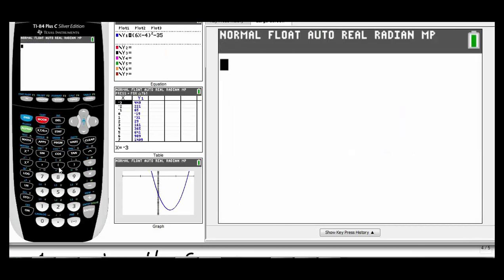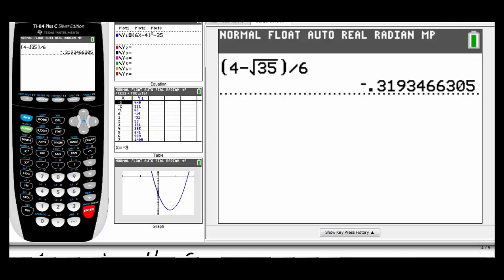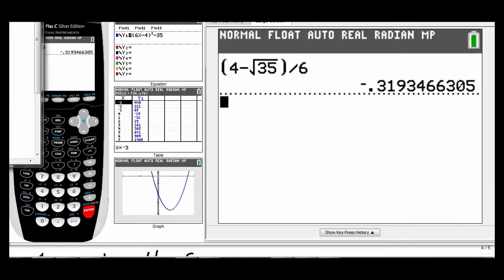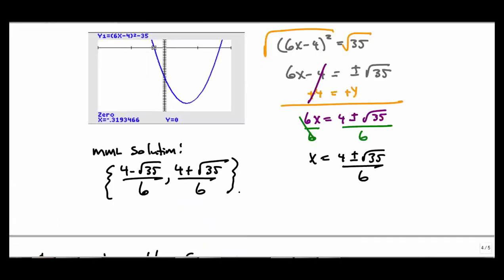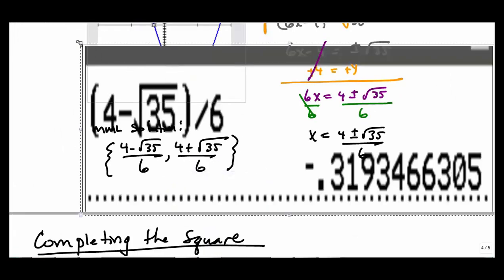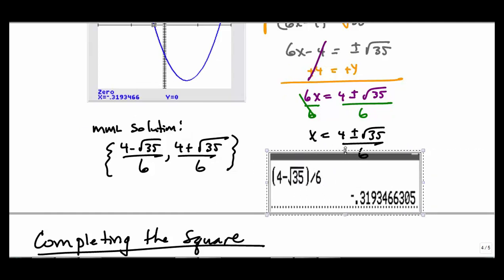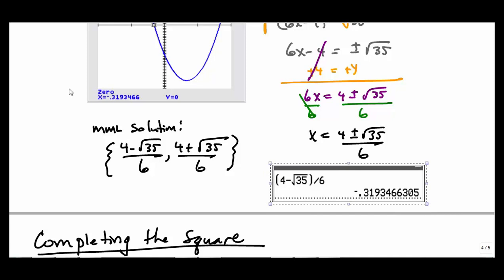So I'm going to go back to my screen. Need to have this in parentheses, 4 minus the square root of 35. And I'm dividing that by 6. So it looks like that matches with what the calculator said. So let's go ahead and paste that in, and then we'll go on to our next problem. So I know the left endpoint is right. I'm pretty confident about the right endpoint. If I wanted, I could go through and double check both of them, but I don't think I need to do that. But you could if you were interested. So notice this negative 3.193 matches this value right here as well.